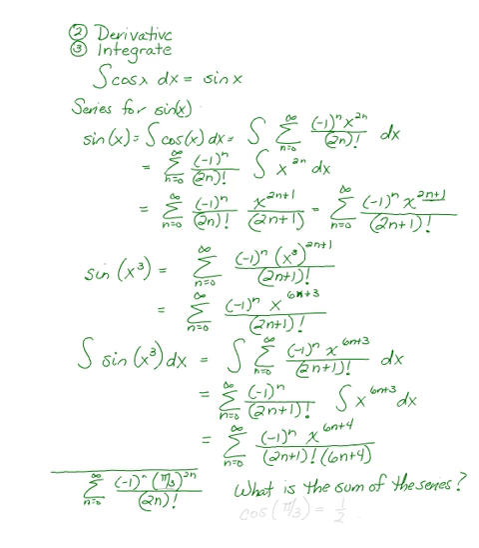Well, if we recognize that series, and I do recognize that series, it was my series for cosine of x, where x has been replaced with pi over 3. So the sum of this series is just going to be cosine of pi over 3. The cosine of pi over 3 is 1/2. So the sum of this series is actually 1/2.